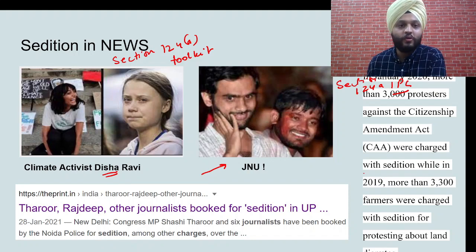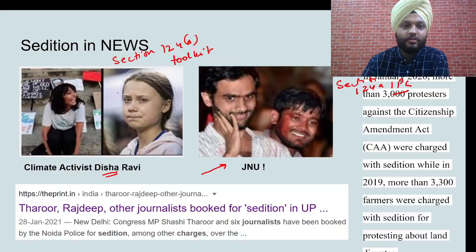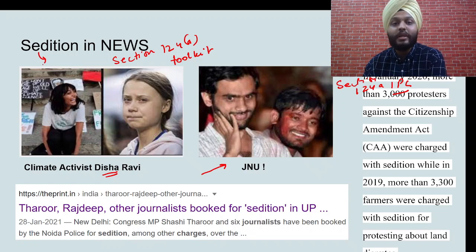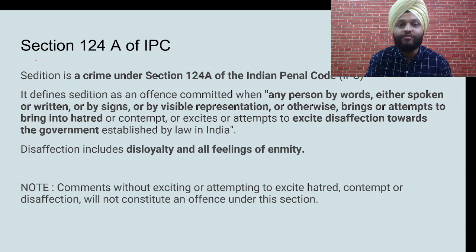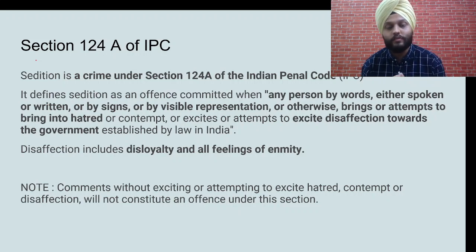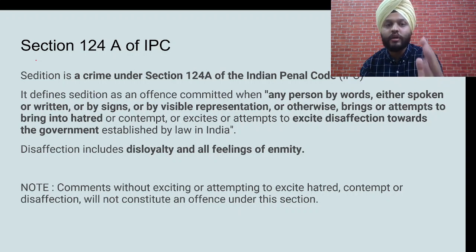So in this section, we are going to learn about sedition. So let us see what sedition is. Sedition is an act of inciting a rebellion against the state or monarchy. In India, sedition is defined by a law known as section 124A of the Indian Penal Code. So for all practical purposes, we'll be looking at section 124A.